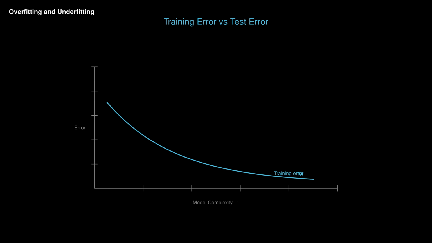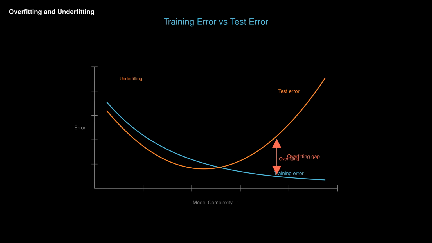Here is how you spot these problems. Plot training error and test error as model complexity increases. When the model is too simple, both errors are high. As complexity grows, both errors drop. But at some point, training error keeps falling while test error starts climbing back up. That gap is your warning sign. The wider the gap, the worse you're overfitting.